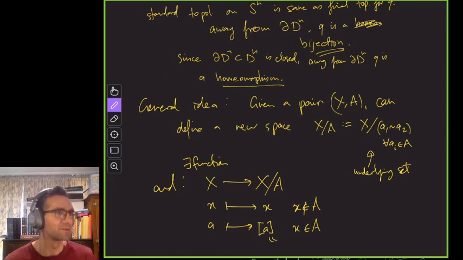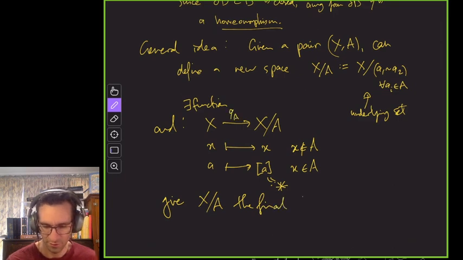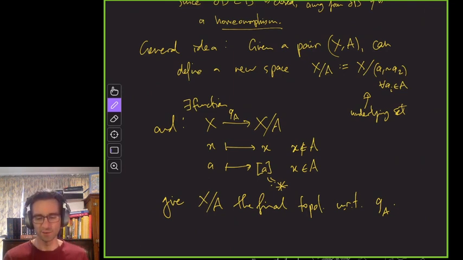And did I have a notation for that? Let me just see. Maybe I'll call it star. And we give X mod A the final topology. Let's call this Q sub A. Final topology with respect to Q sub A. So a set in X mod A is open precisely when its image up in X is open. And if this set doesn't contain my new special point star, then it's just an open set in X.